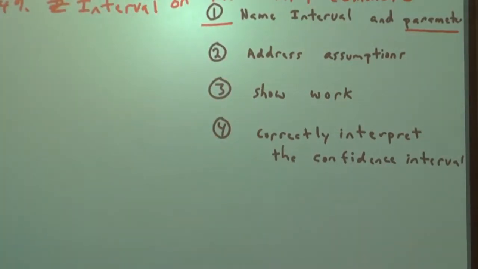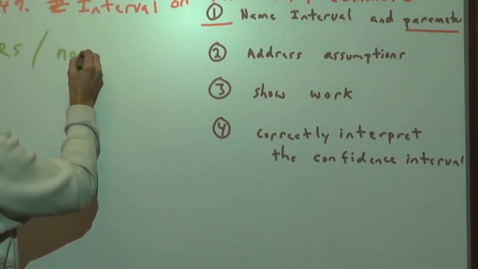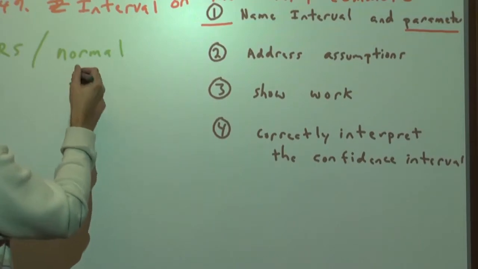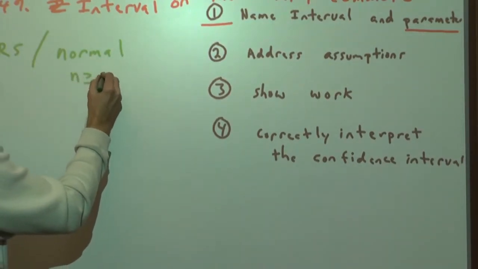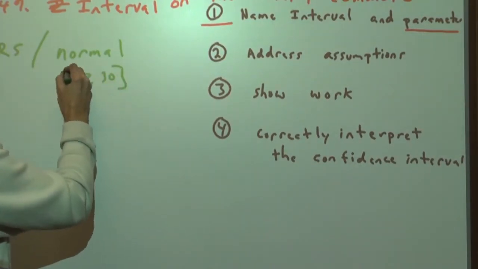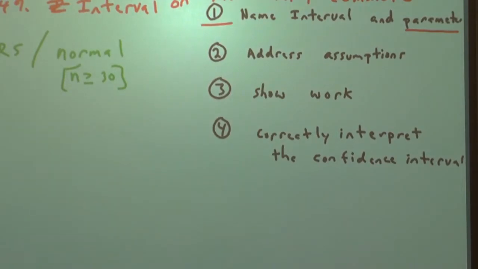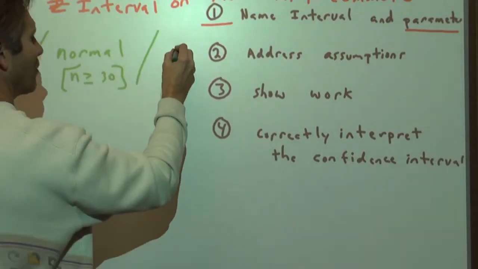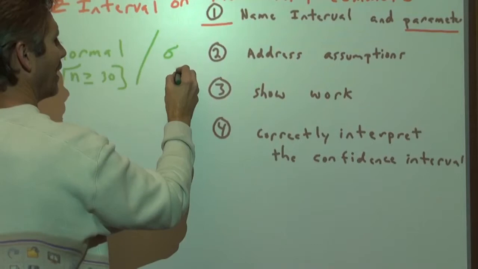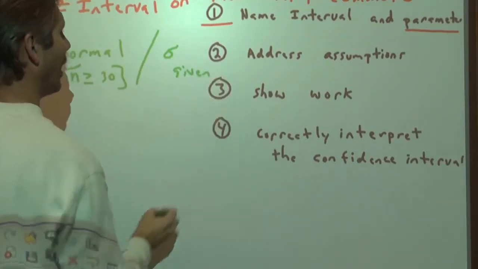We need to address the assumptions. And this again is that the data had to come from a random sample. The sampling distribution had to be normal, and this can happen as long as our sample size is at least 30, or if the probability distribution was normal to begin with. And then just like with the Z test, sigma had to be given to us, and we have to address those things.